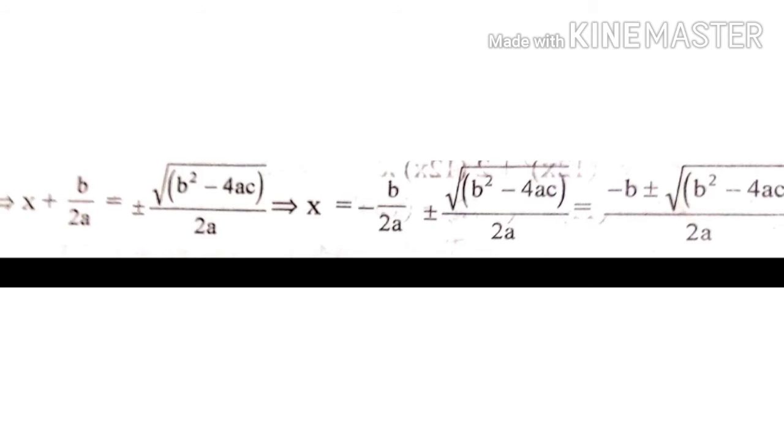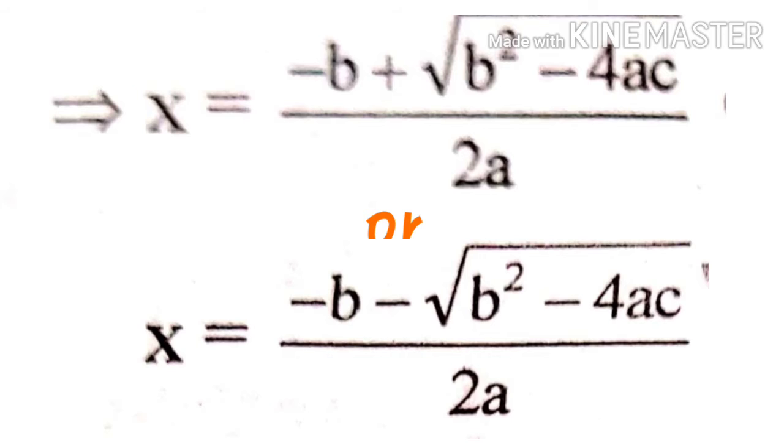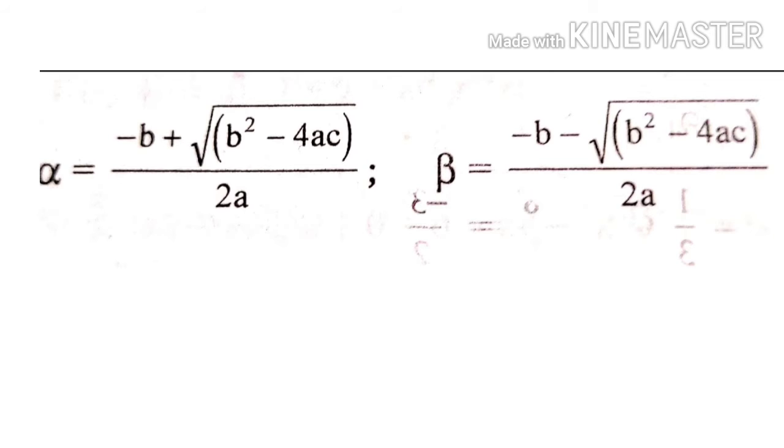This implies that x = -b/2a ± √(b² - 4ac)/2a. This is equal to (-b ± √(b² - 4ac))/2a. This implies that x = (-b + √(b² - 4ac))/2a, or x = (-b - √(b² - 4ac))/2a. This is the solution of the given quadratic equation. We take (-b + √(b² - 4ac))/2a as α, and (-b - √(b² - 4ac))/2a as β.